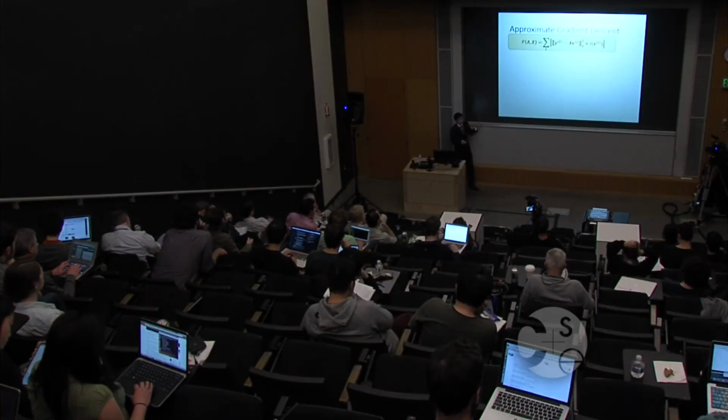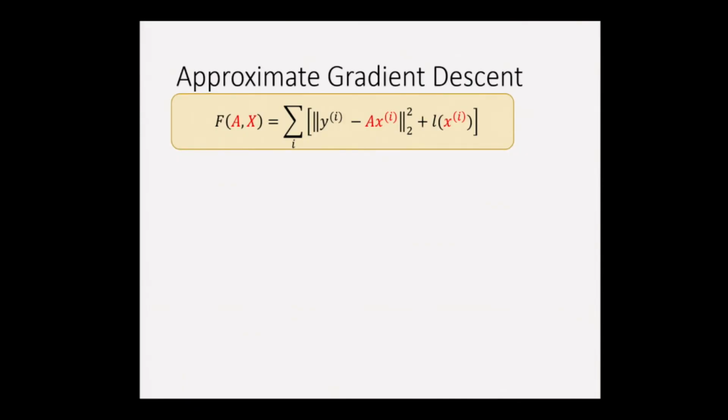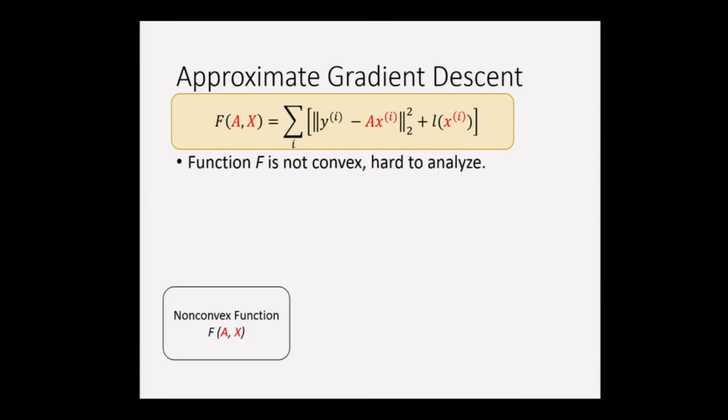So how can we hope to show that these kind of algorithms converge to the global optimum? Well, remember the algorithm we are trying to analyze is trying to optimize this objective function. And we don't really know how to analyze this because, in particular, this objective function is not convex.